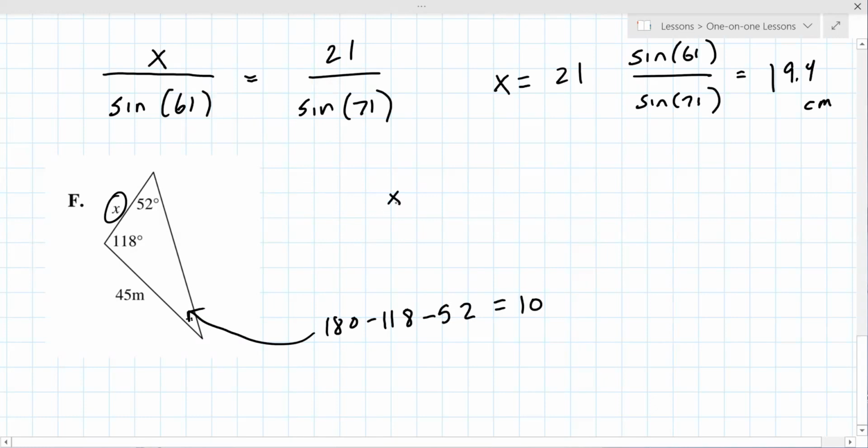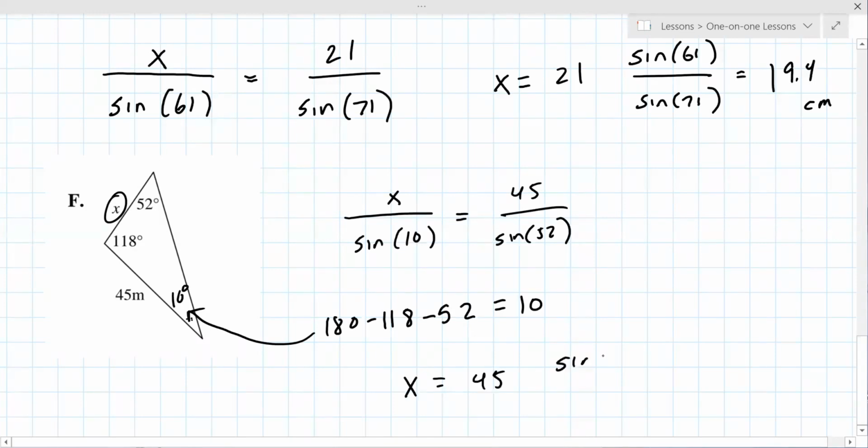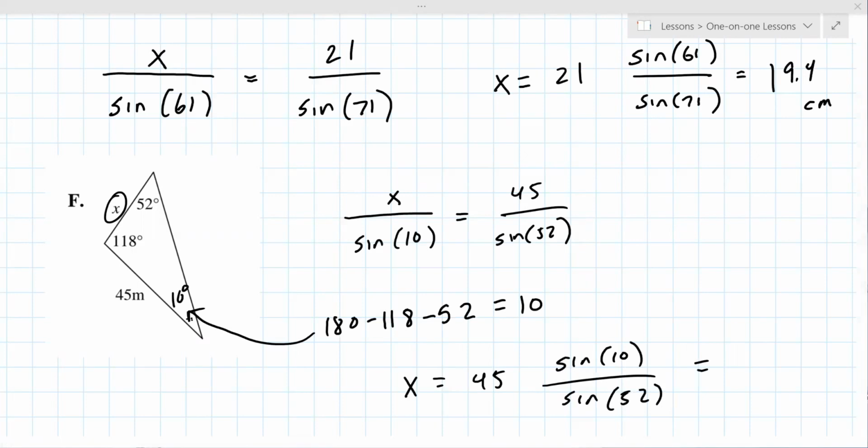So since x is the side we're trying to find, it's sine of the angle across from it. That's 10 degrees there. Sine of 10 equals 45, because it's a side, the tops are sides this time, over the sine of 52. So that means that x equals 45 sine 10 over sine 52. And just full disclosure, I'm just grabbing the answer off of the answer key. That's what you should expect to see, and that's in meters.